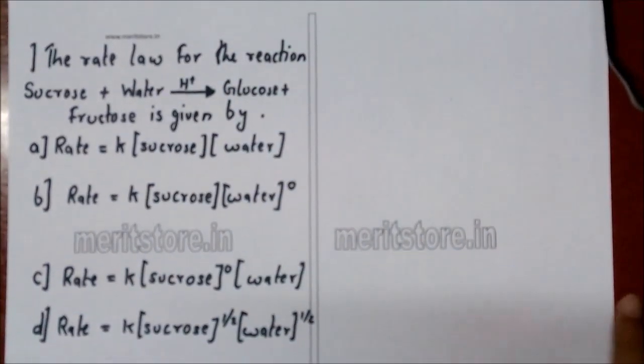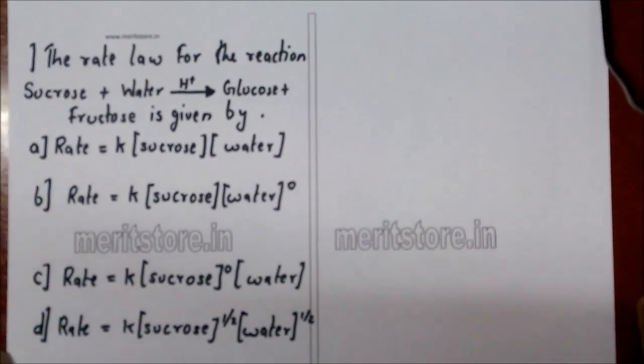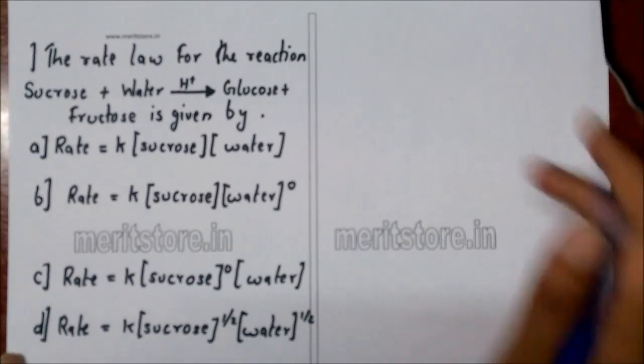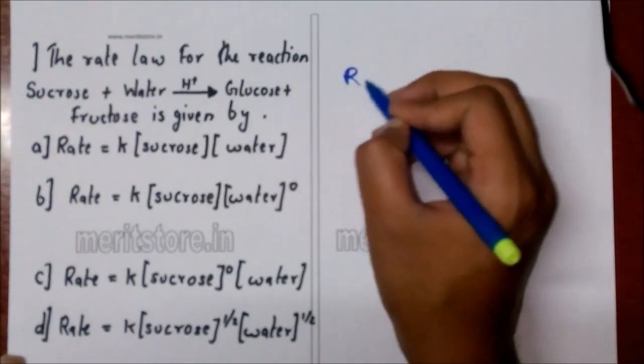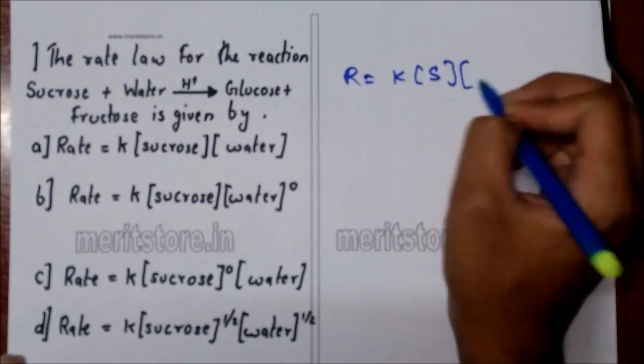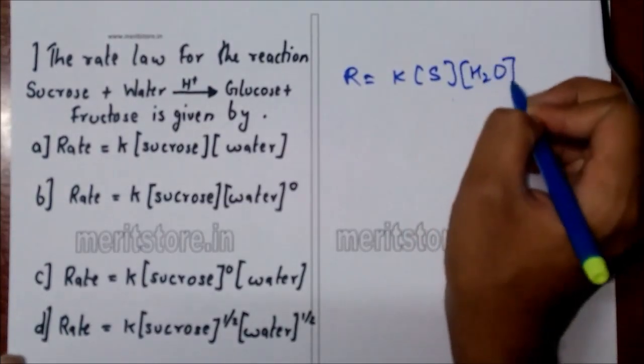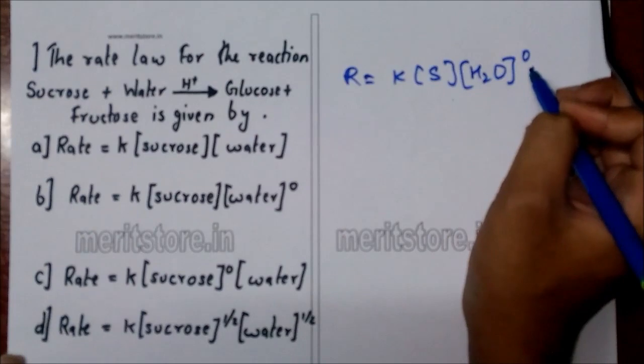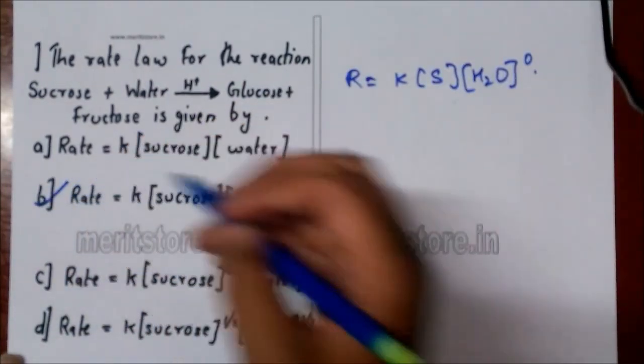The rate law for the reaction sucrose plus water in presence of H plus ions will give glucose plus fructose is given by. As it is a pseudo unimolecular reaction, the rate is equal to K into sucrose into water raised to 0. As water is present in excess, it is a pseudo unimolecular reaction, so option B is the correct answer.